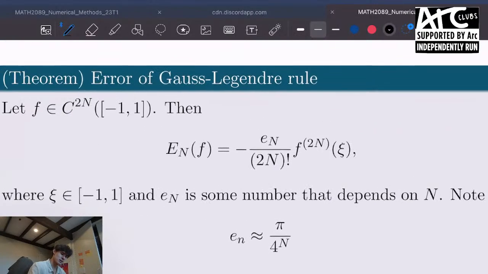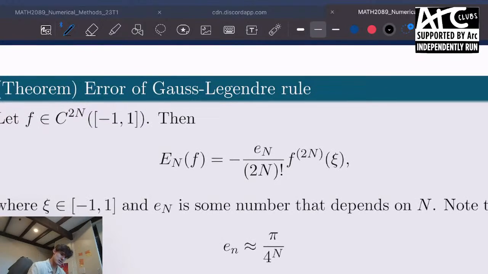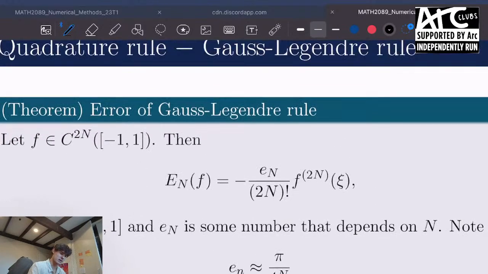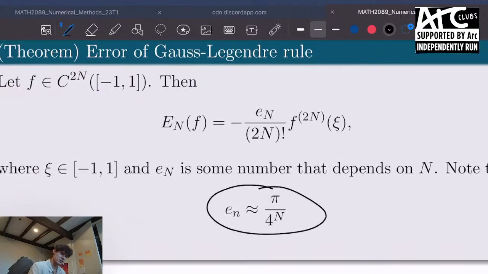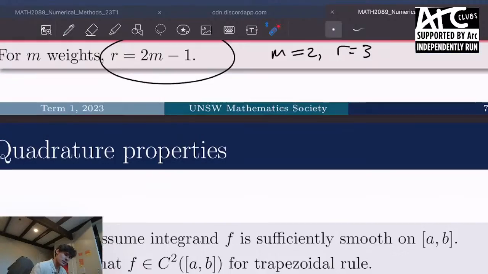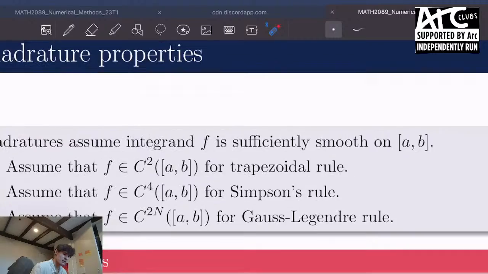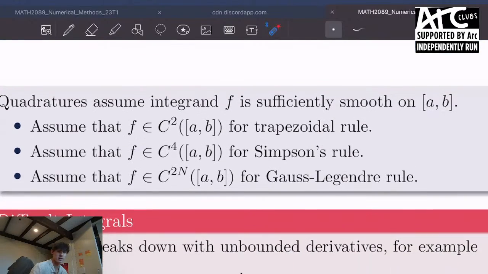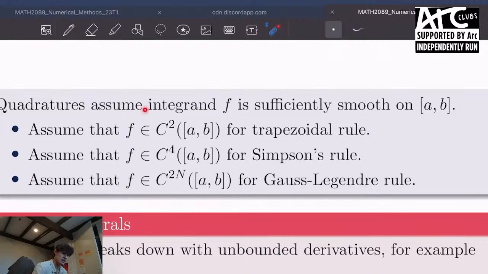And again, these come from the roots of that polynomial. Now we can see that it is a bit more complicated looking at this error term. As n goes to infinity, the error is approximately pi on 4 to the n. And again, this is our error, very similar to what we looked at for Simpson's rule and so forth. Now, to keep in mind, for all of these quadrature properties, we're assuming that the integrand is smooth on the interval. For the trapezoidal rule, we need to assume that it's twice continuously differentiable. For Simpson's rule, 4 times continuously differentiable. And for Gaussian quadrature, we are assuming it's 2n times continuously differentiable.